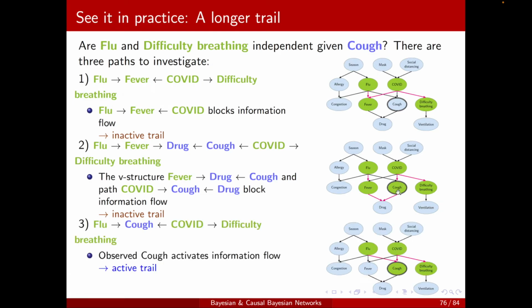Good. What about the last one? So this is the trail. Now it is a V structure, but it is observed. So then this becomes active actually. Even though these two were inactive, blocked from there, information of course can flow from here, again given that intuitive reasoning. And flu and difficulty breathing given cough does not belong to the set of global independencies of this graph.